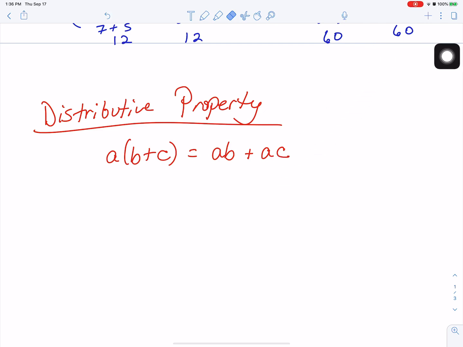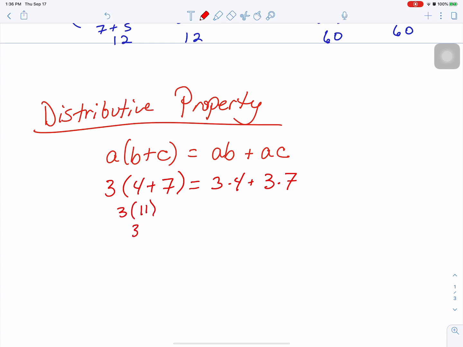If we were looking at numbers, this would be 3 times 4 plus 3 times 7. And so if I look, I'm just going to kind of look at how this works. This is 33, and this ends up being 12 plus 21, which is still 33. So I can see that they equal the same.